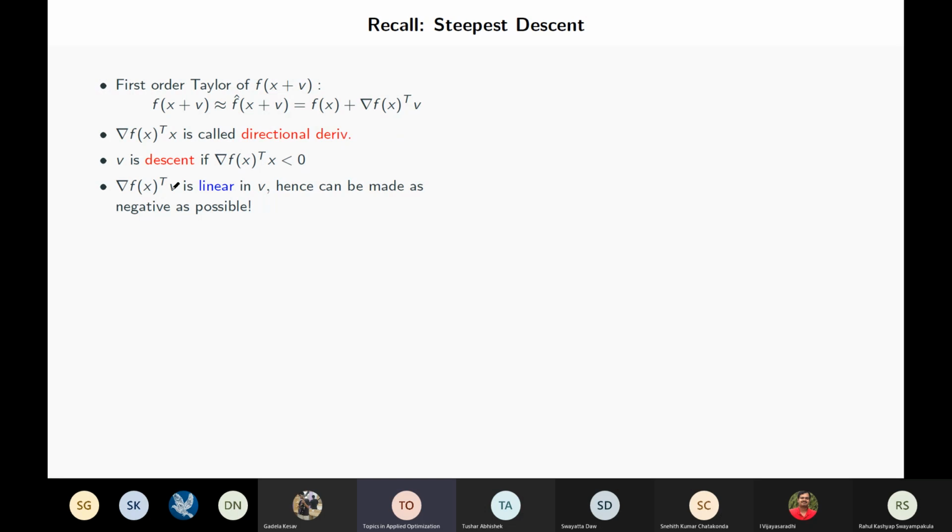Here we see that grad f transpose v is linear in v. Obviously, this is a linear function of v, hence it can be made as negative as possible. Okay, so that's the property of a linear function, right? A linear function is of the form f of alpha v equals alpha f of v, right? So if I know that this is negative, then I can make it as negative as possible by the choice of higher and higher alpha. Okay, so if f of x is less than 0, then this implies it for some x, right?